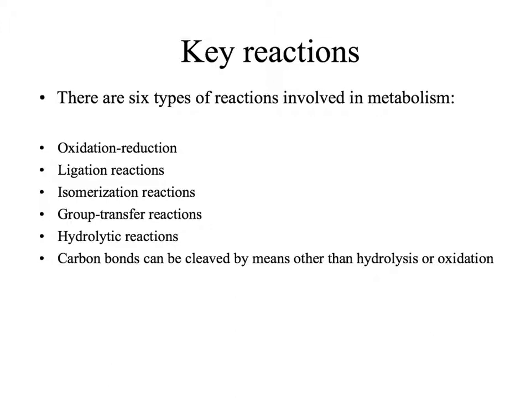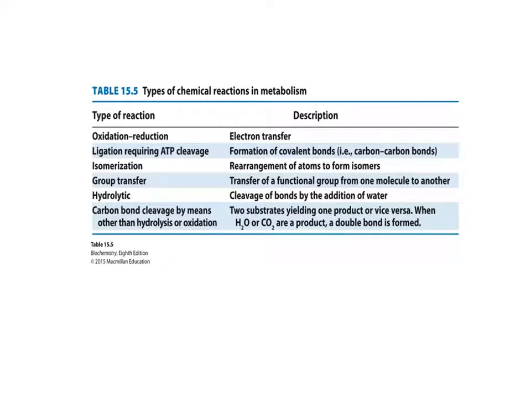And so we have oxidation reduction, ligation, isomerization, group transfer, hydrolytic, and then carbon bonds being cleaved by means other than hydrolysis and oxidation. So here's just a table of these reactions and the description of the process that's occurring. We'll get more specific or show examples of these in a second, but oxidation reduction reactions, as you already know, are reactions that involve electron transfer.